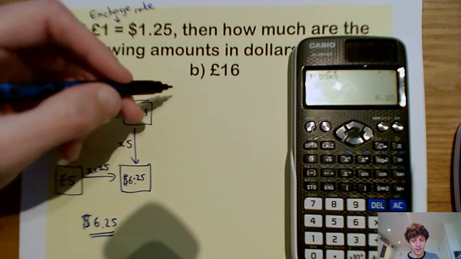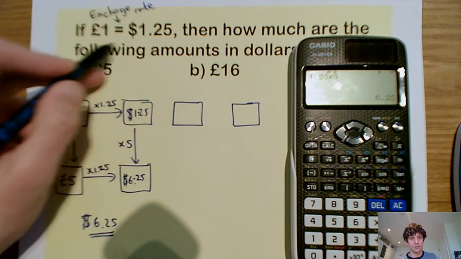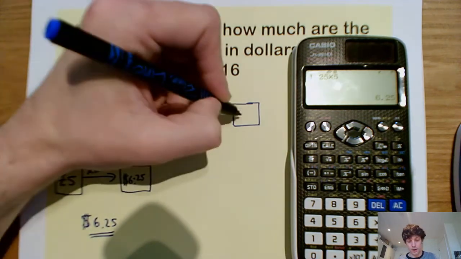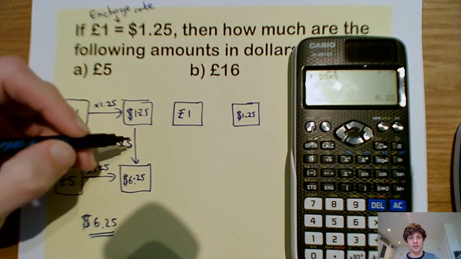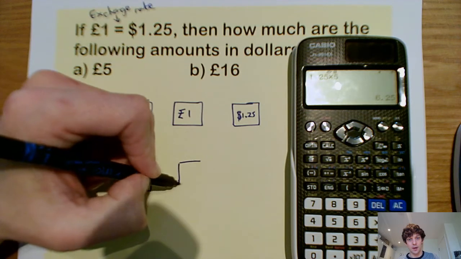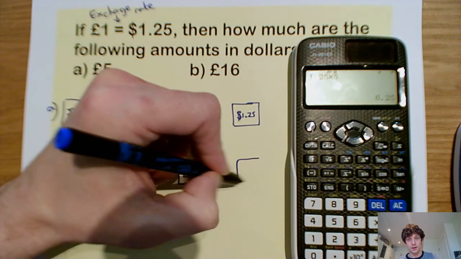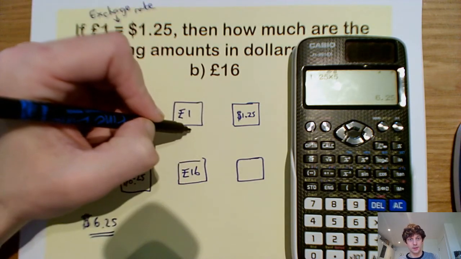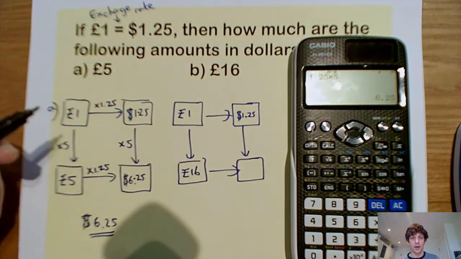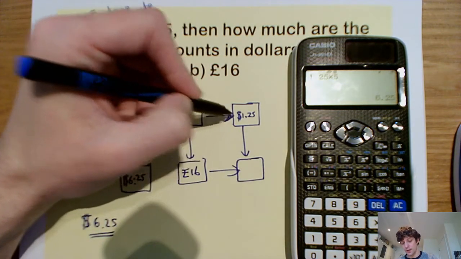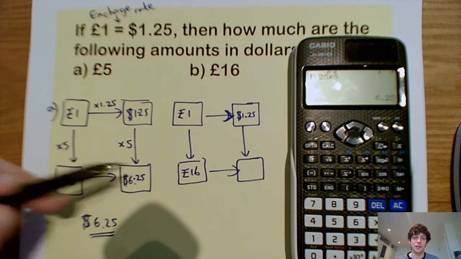If I try and do the same thing for B, again, I'm going to draw my boxes out. I'm still using the same exchange rate. So £1 is equal to $1.25. And this time I want to find out how much £16 is. So let's draw my arrows in. Okay, and maybe pause the video, think about where you think the arrow should go, see if you can work out what this bottom number is, what our amount in dollars for £16 is.